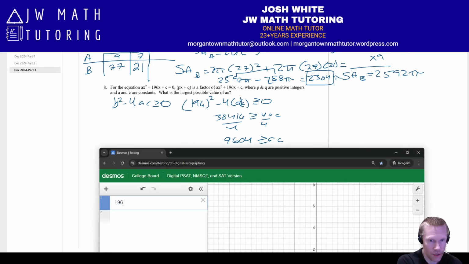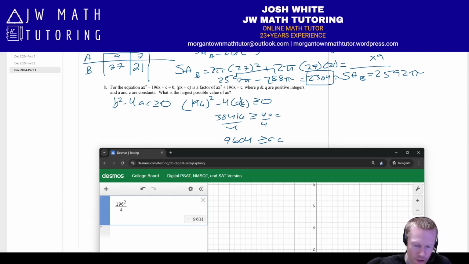Again, we'll just double check here. It's 196 squared, and then that value gets divided by 4. So we should get 9604 as the answer.